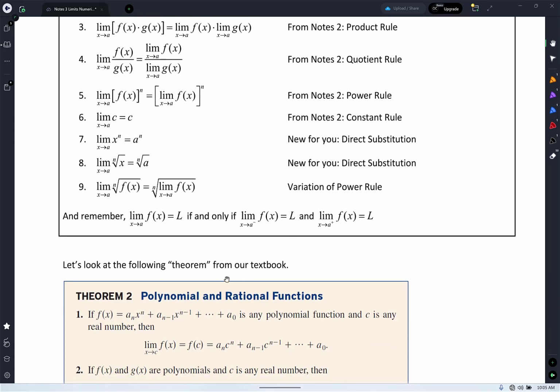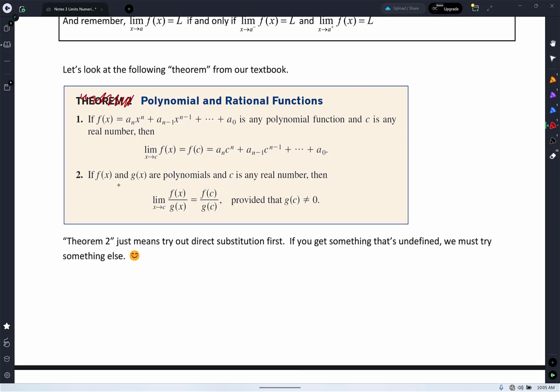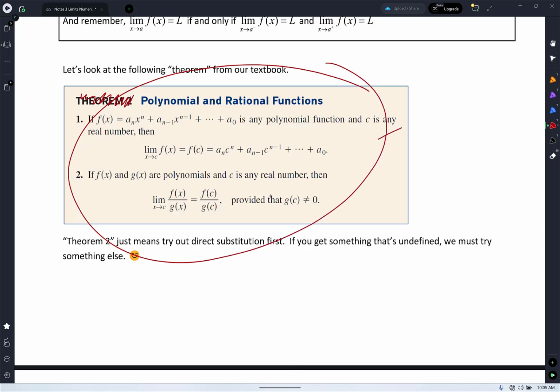And yeah. So here it is. Here's our theorem number 2, and relax. We're not calling these theorems. We're just, let's see, polynomials and rational functions. It says any polynomial function and C is any real number, then blah, blah, blah. If f of x and g of x are polynomials and C is any real number, then blah. So what does all this mean? All this means is try direct substitution first. That's all it means, guys. All that mumbo jumbo just means try direct substitution first, if you can.